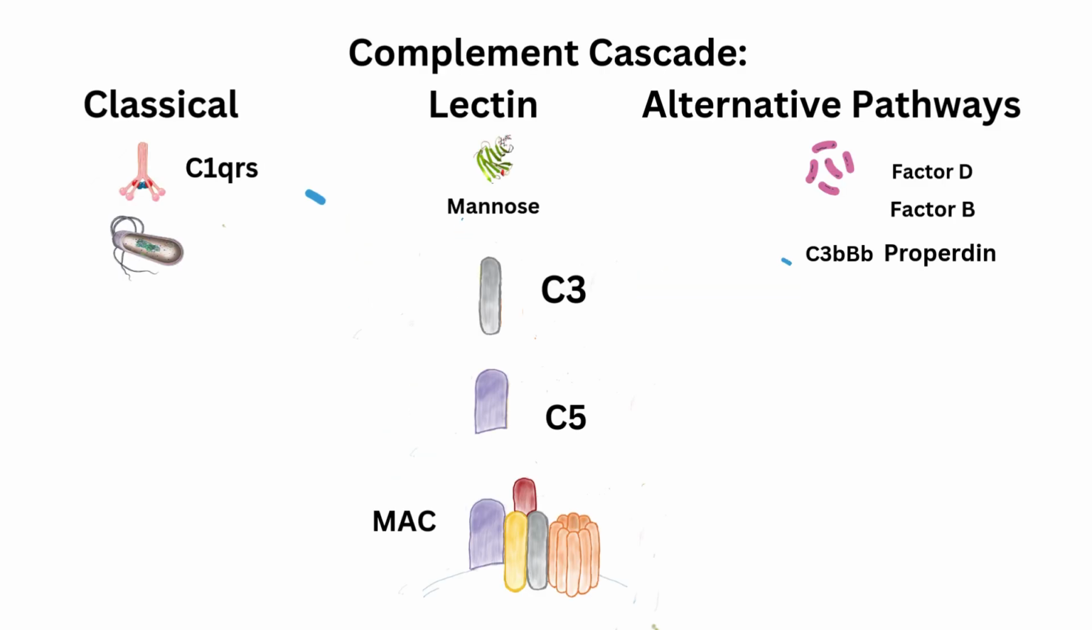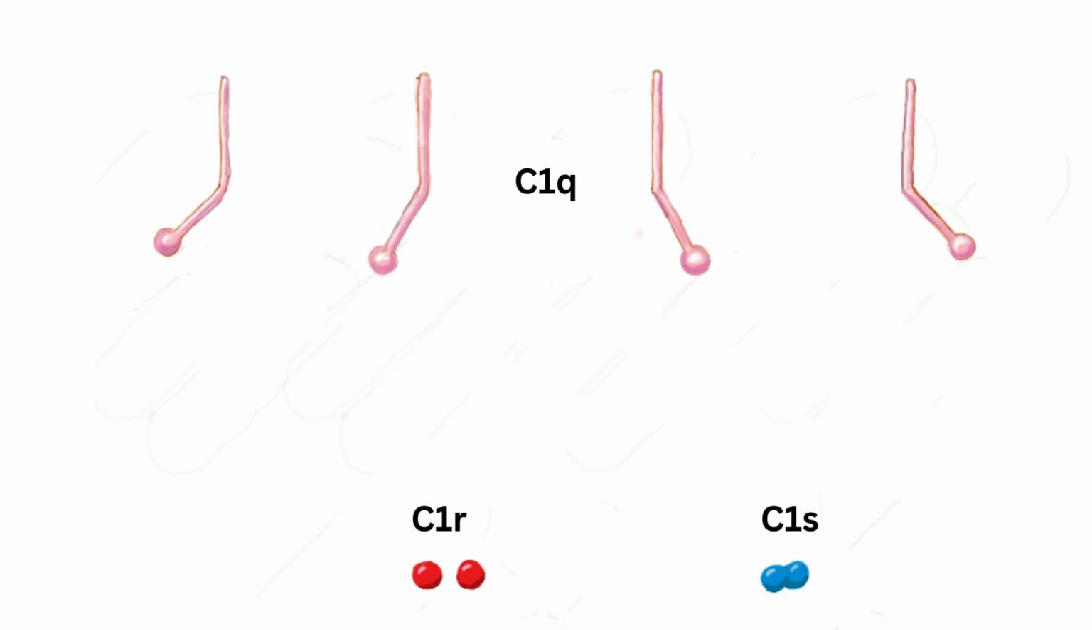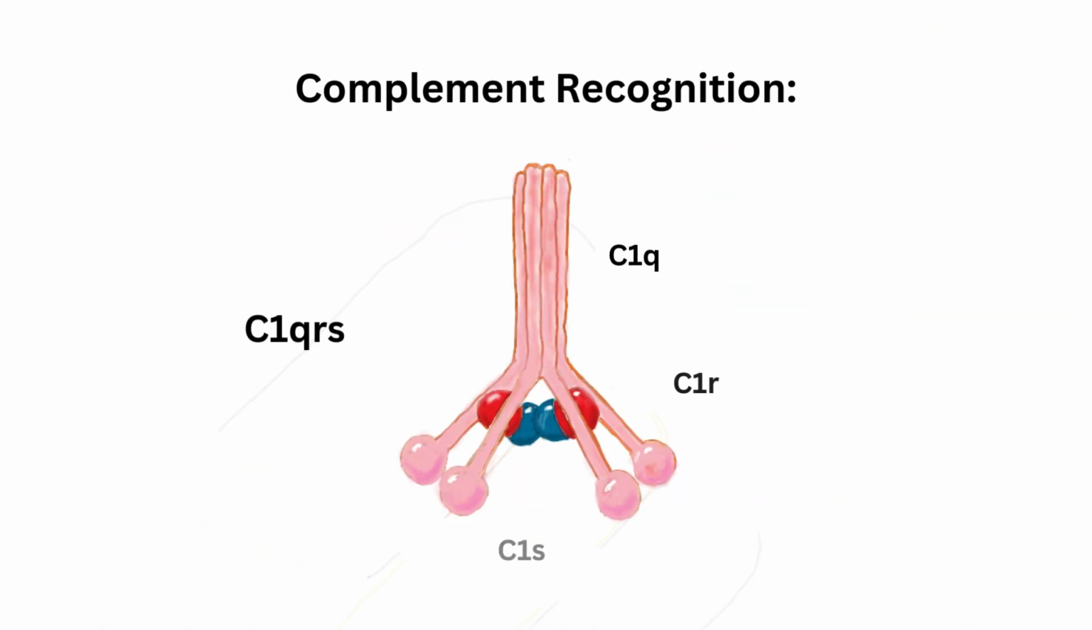Fast forward if you've remembered highlights of the complement cascade. The complement cascade involves three pathways known as the classical, lectin, and alternative pathways. C1q is the recognition unit in the classical complement pathway, combining with subunits R and S to form the C1qRS recognition unit.